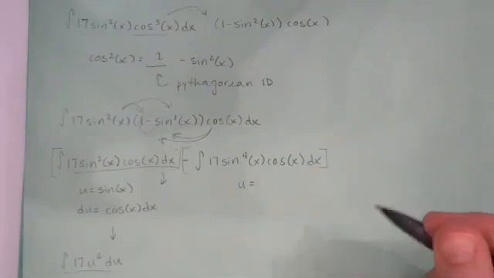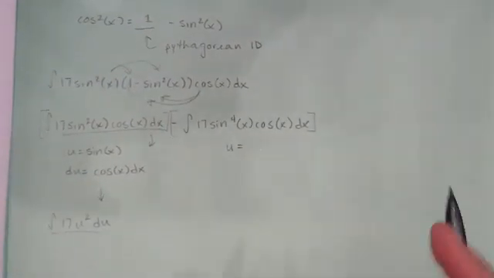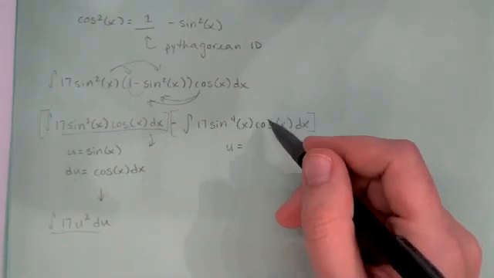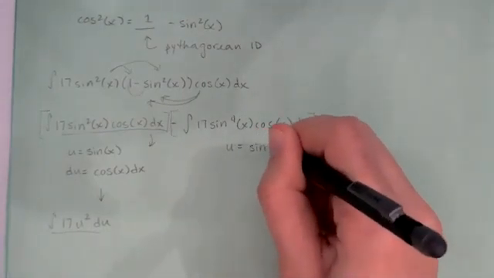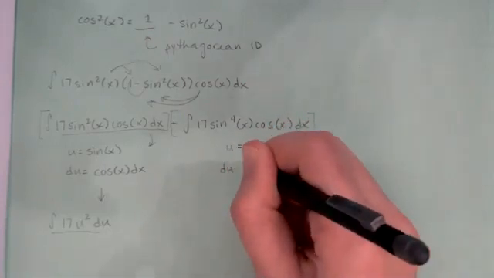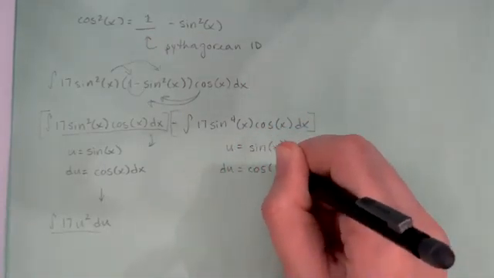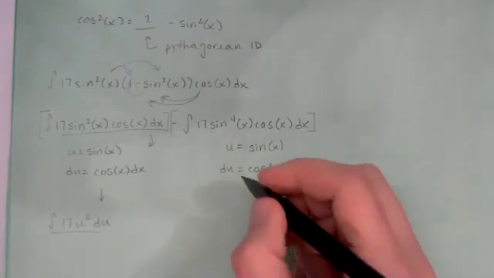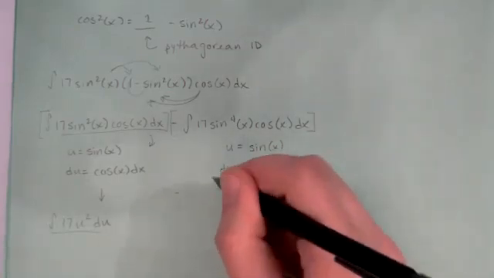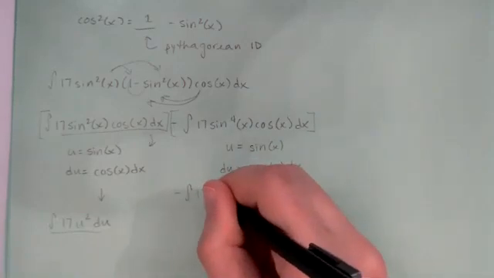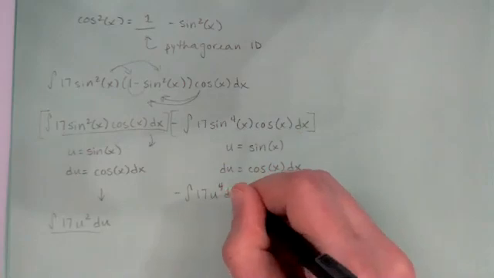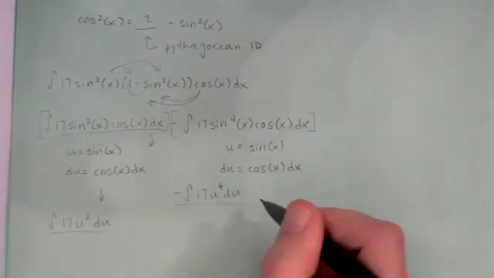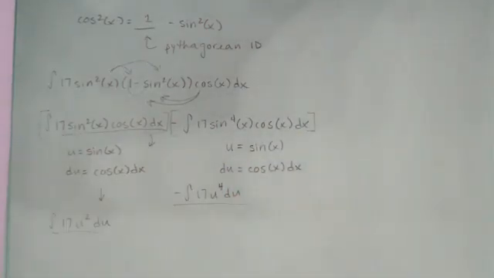Yeah, no problem. Sweet, so continuing on with the problem that we have here, we have the same situation where we have a cosine to the 1. So our u is going to stay as sine of x. Du becomes that cosine of x dx. And then you're going to have minus the integral of 17u to the 4th du. And you can evaluate that using algebra as well.